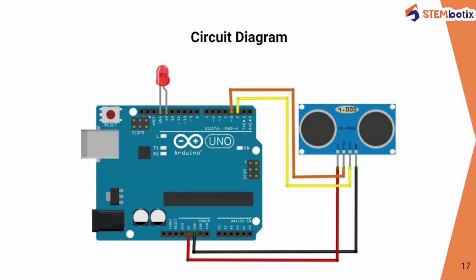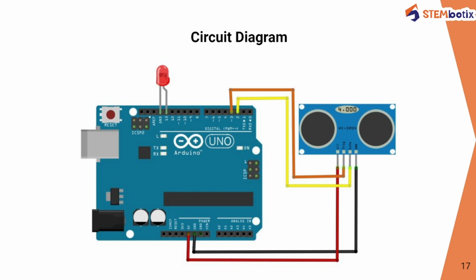After that, it is time to connect the trigger pin and the echo pin. The trigger pin here is connected to digital pin number 3 of the Arduino Uno board, and the echo pin of the ultrasonic sensor is connected to digital pin number 2 of the Arduino Uno board.